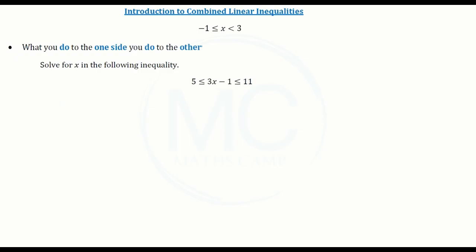Let's do another one. 5 is smaller than or equal to 3x minus 1, which is smaller than or equal to 11. Now the first step is to get our x term by itself. So we need to get rid of -1. So let's add 1 to both sides. On the left, 5 plus 1 gives us 6, smaller than or equal to. In the middle, we're left with 3x is smaller than or equal to 11 plus 1, which is 12.